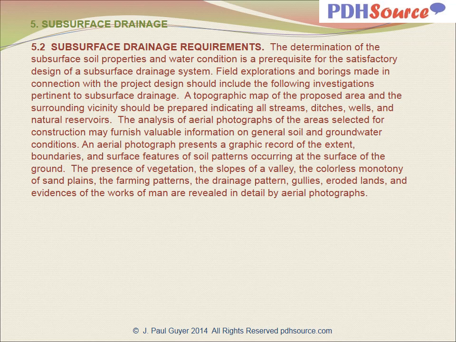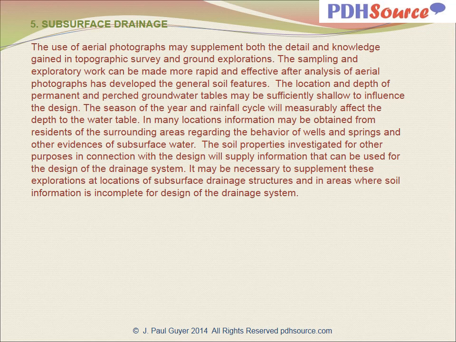An aerial photograph presents a graphic record of the extent, boundaries, and surface features of soil patterns occurring at the surface of the ground, and the presence of vegetation, the slopes of a valley, the colorless monotony of sand plains, farming patterns, drainage pattern, gullies, eroded lands, and evidences of the work of man are revealed in detail by aerial photos. The use of aerial photos may supplement both the detail and knowledge gained in topographic survey and ground explorations.